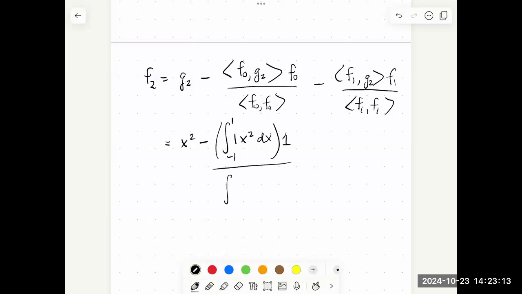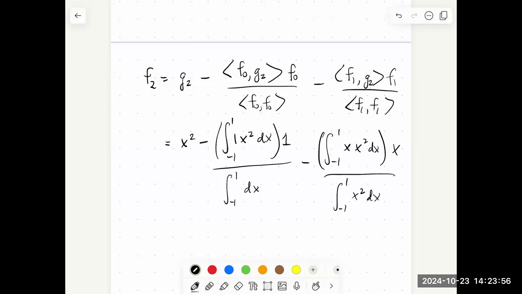The inner product of a function with itself is always 1, right? So we're always dividing by... No, it doesn't have to be 1. If it's normalized, it will be 1. If it's not normalized, that's why in quantum mechanics you always have to divide by psi, the inner product of the wave function with itself. That's the normalization factor. So F0 is just 1. So then we divide by dx, I think. And then we have minus the integral from -1 to 1, f1 is x, g2 is x squared dx. f1 is x, and then we divide by the integral from -1 to 1 of x squared dx, I think.